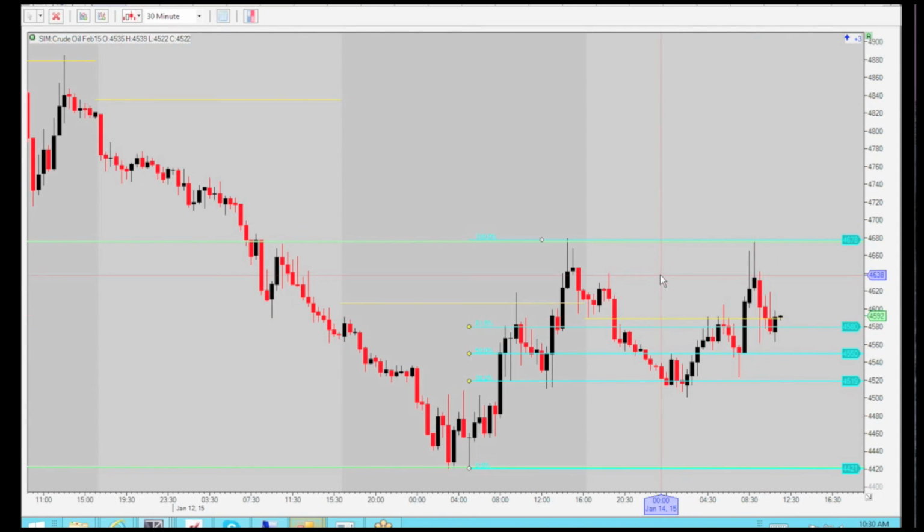Now, we don't know that yet, but this is a pullback. So you have this big move up. We have this pullback. Now it could start running higher. Okay, similar here. Came down to these lows, came up here, pulled back, came up here, pulled back.